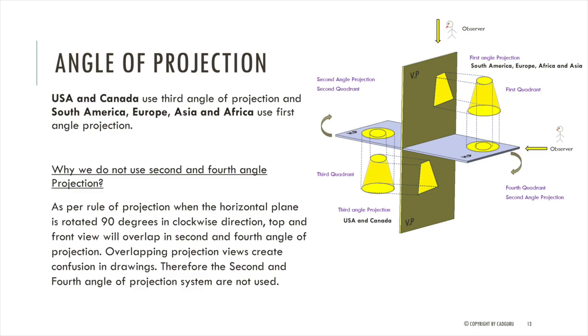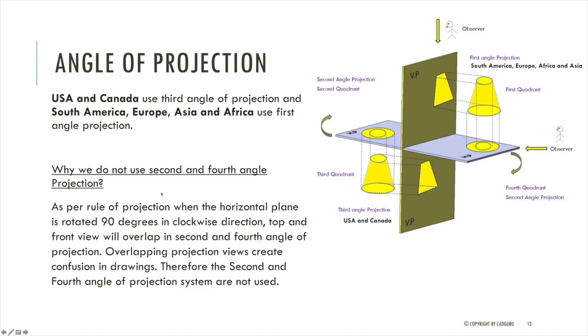Okay, why do we not use second and fourth angle of projection? As per rule of projection, when horizontal plane is rotated 90° in clockwise direction, top and front view will overlap in second and fourth angle of projection. Overlapping projection views create confusion in drawing. Therefore, the second and fourth angle of projection are not used.